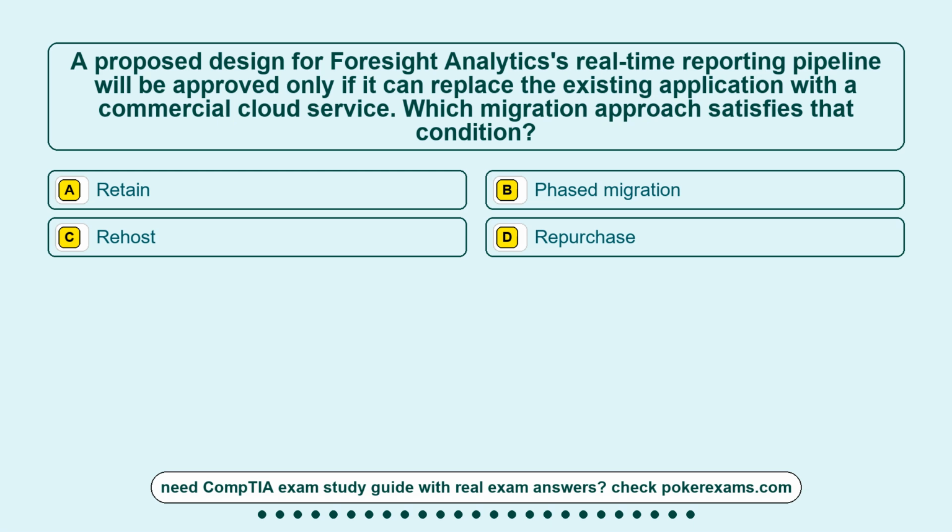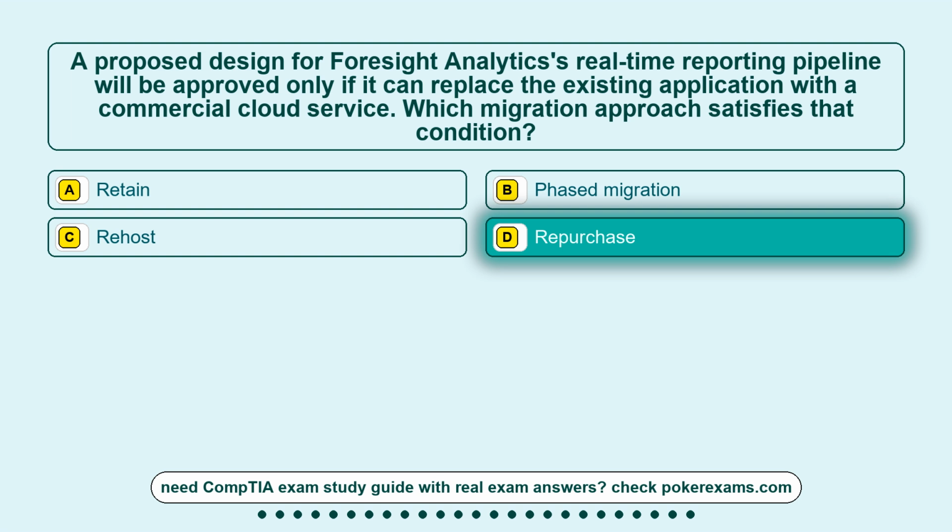Question 9. A proposed design for Foresight Analytics' real-time reporting pipeline will be approved only if it can replace the existing application with a commercial cloud service. Which migration approach satisfies that condition? Option A, retain. Option B, phased migration. Option C, rehost. Option D, repurchase. The correct answer is option D, repurchase.